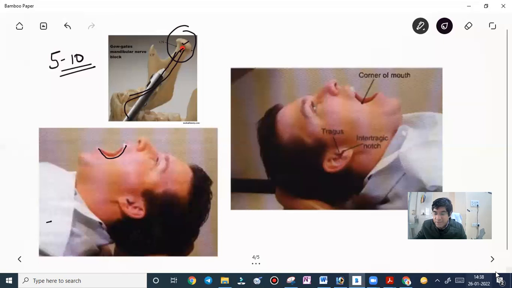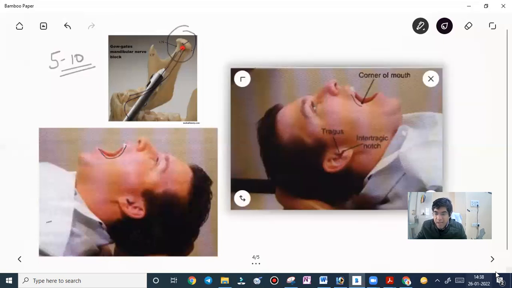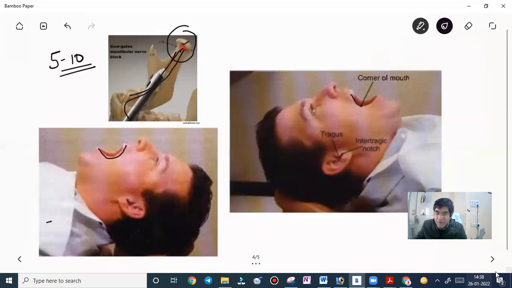So the landmarks that we will use externally are, number one, the corner of the mouth. So this region, the corner of mouth, and the intertragic notch of the ear. So this region is the intertragic notch. So what we will do is join this line. So that is the region where we will insert the needle and move it externally.